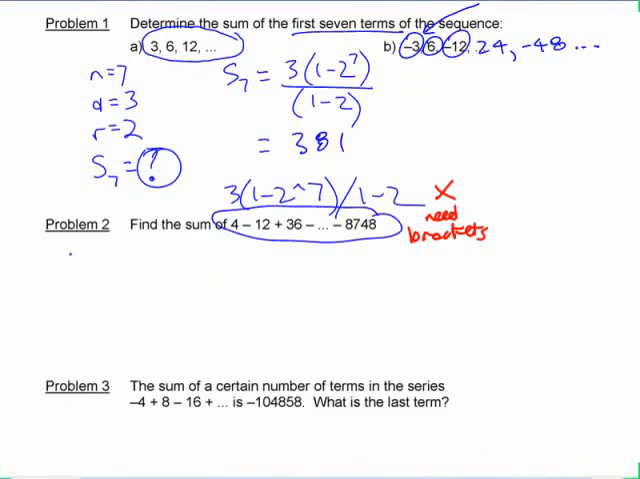This one here, you notice, what do you have? Make a list of what you have here. You have A is 4. Do you have the ratio? You can figure out the ratio. Take any two terms and divide them for the ratio.